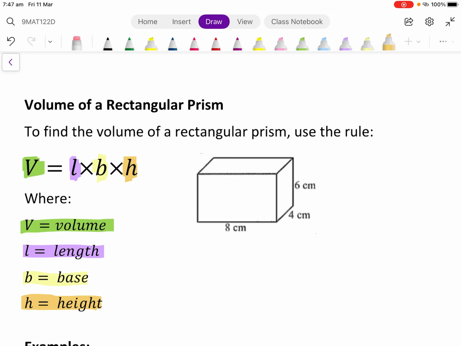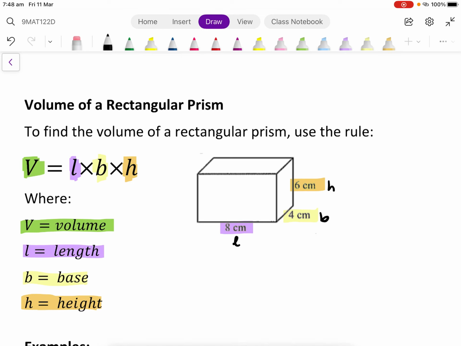So on this diagram, we need to identify what our length, base and height is. So our length is the distance that goes across the front. Our base is our other base length, which in this case, so the distance going backwards, which is 4. And then our height is the height going up, which is 6. So this is our length, our base and our height.